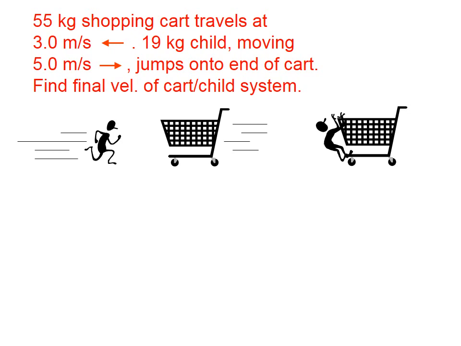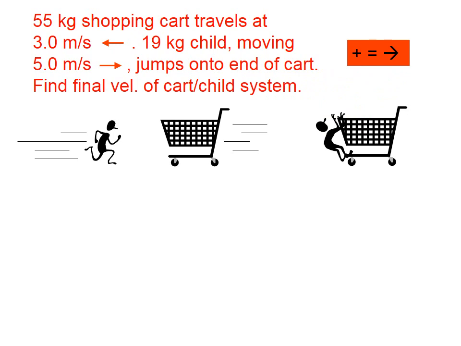A 55 kilogram shopping cart travels at 3 meters per second to the left. A 19 kilogram child, moving 5 meters per second to the right, jumps onto the end of the cart. Find the final velocity of the cart-child system.